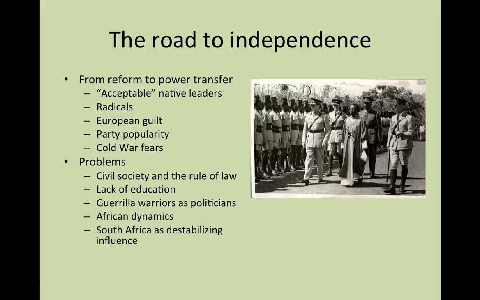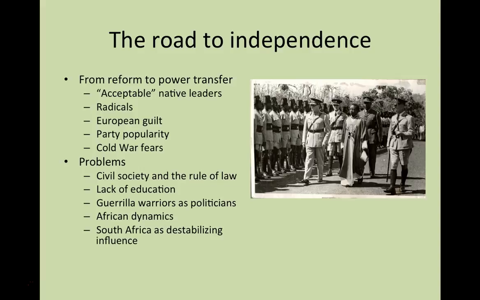Lack of education. None of the colonial powers, I think it's safe to say, invested heavily in the education of Africans. They left this, as we have seen, mostly in the hands of missionaries. They had created some schools and even a few universities, but not enough of them. Now, some places were much worse off than others.